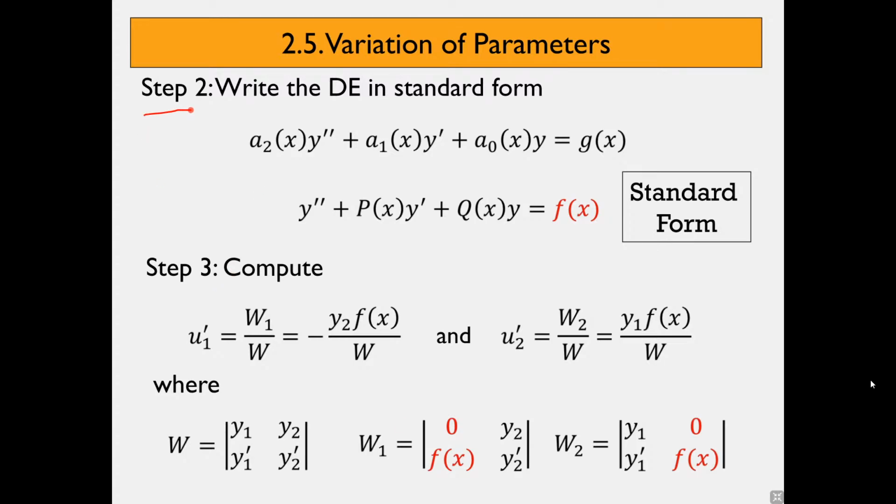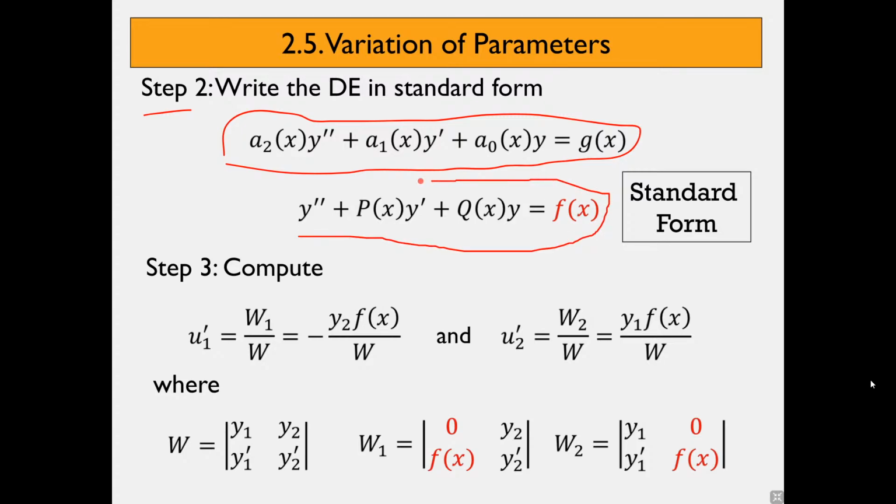Now step 2. Normally you have the general form, this one: a2 y double dash plus a1 y dash plus a naught y equals g(x). It can be constant coefficient or it can be Cauchy-Euler. But you must write it in standard form. This one is very important. Standard form meaning 1 y double dash plus p(x) y dash plus q(x) y equals f(x). This is called standard form.